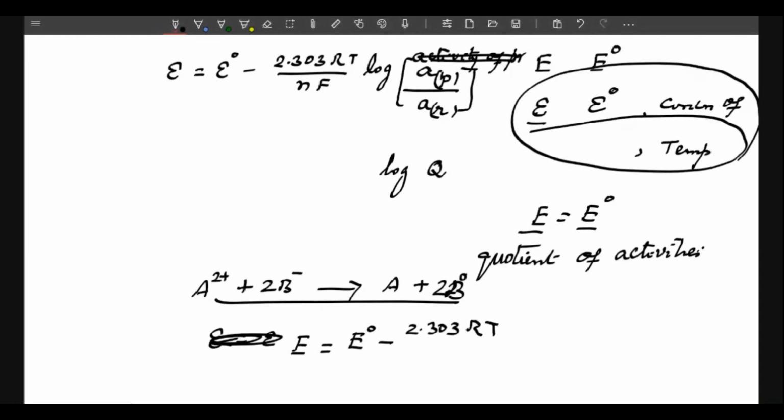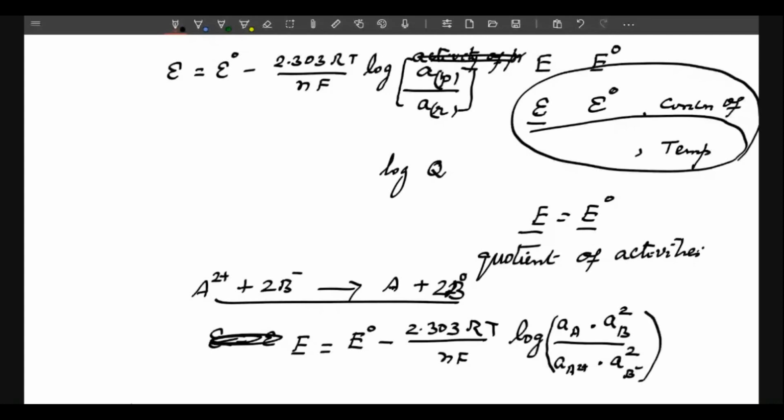2.303 RT by nF into log of the activity of the products. What are the products present? What all are there? Activity of A into activity of B whole square, divided by activity of A2+ into activity of B- square. This activity of the products divided by activity of the reactant, we call it the quotient of the reaction activities, the reaction quotient.